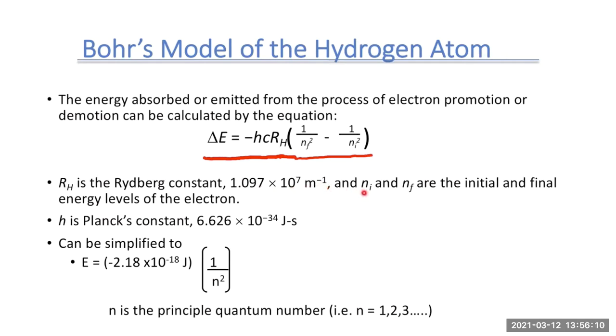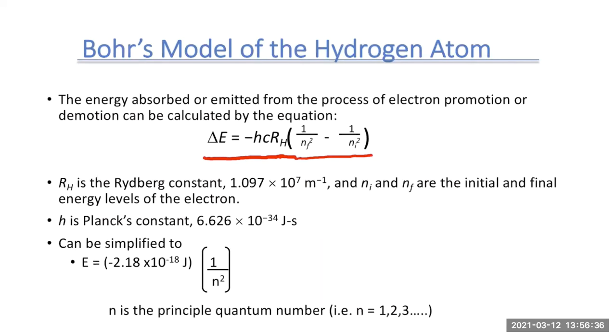And then n initial and n final are the initial and final states of your electron. So n initial, if we're starting in the ground state, equals 1. And n final, if we go up to our excited state, it can be n equals 2 or n equals 3 or 4, 5, 6, as long as it's a whole number.